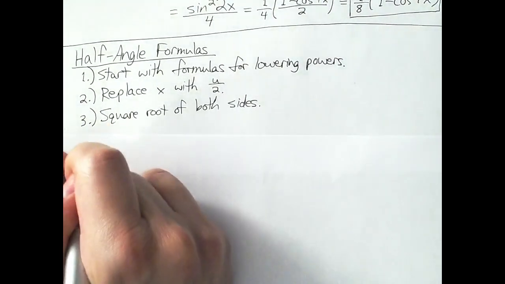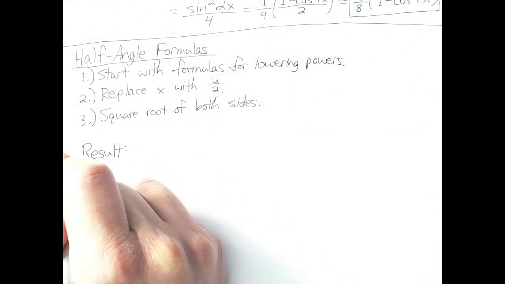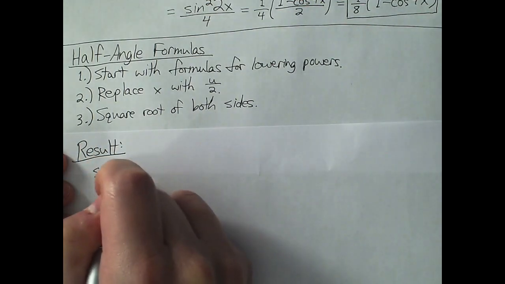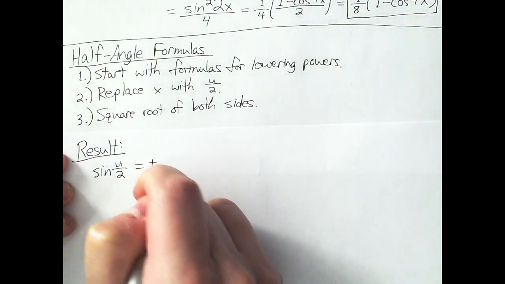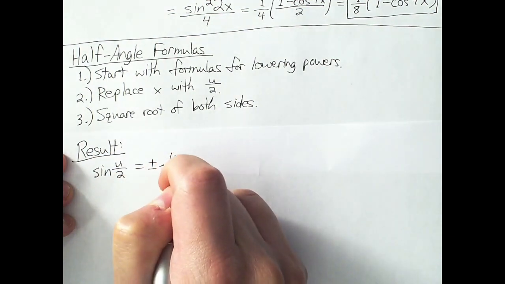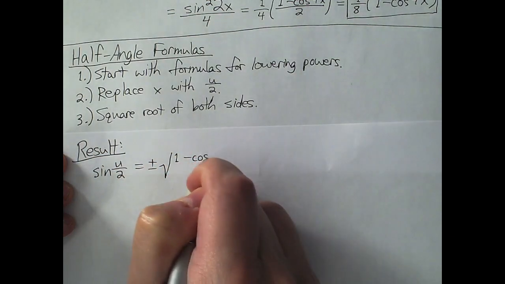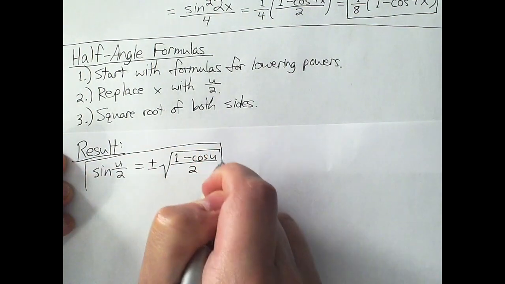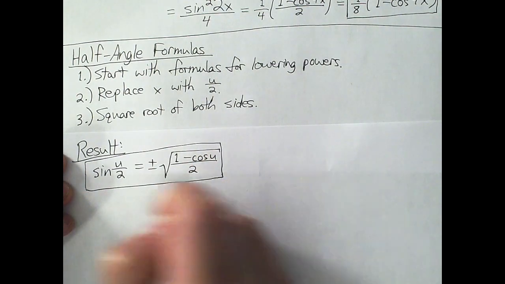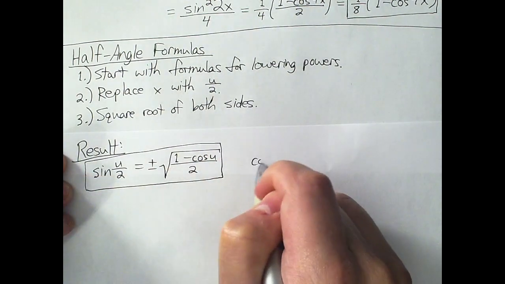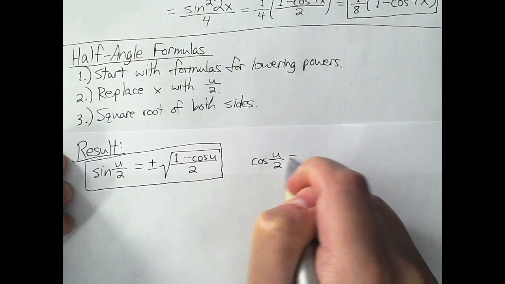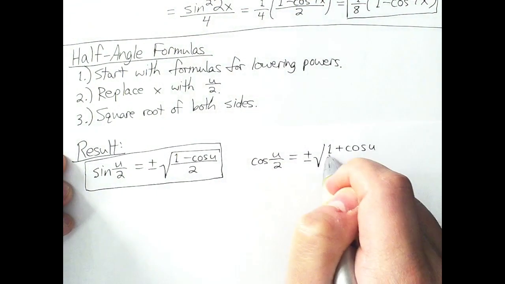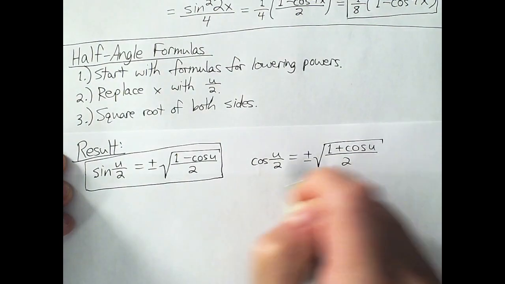So the result of doing this 3-step thing, you get sine of u over 2 equals plus or minus. When you do the square root of both sides, there's a plus or a minus that shows up. So you get this, which would be called a half-angle formula for sine. You get this, which would be considered a half-angle formula for cosine. They look very similar.